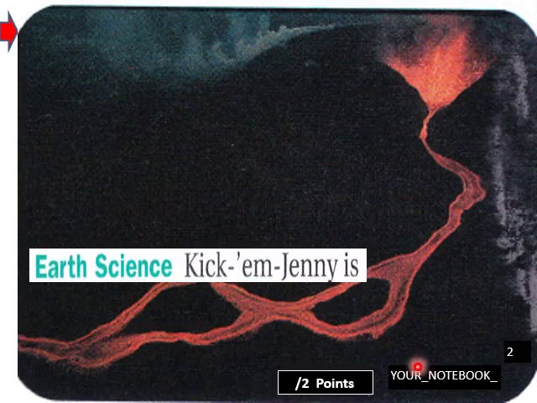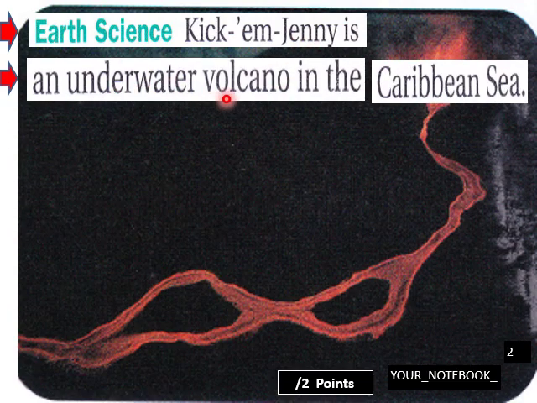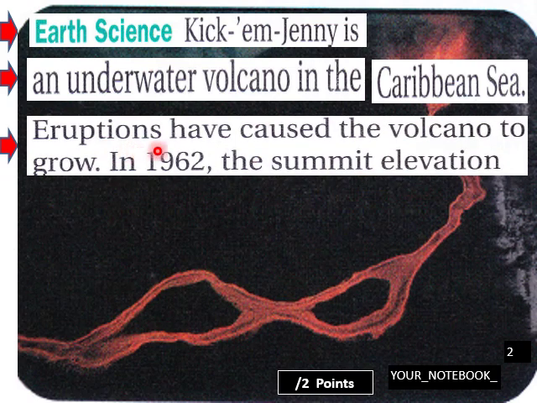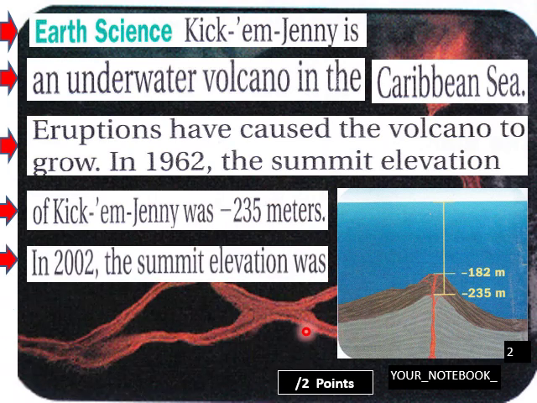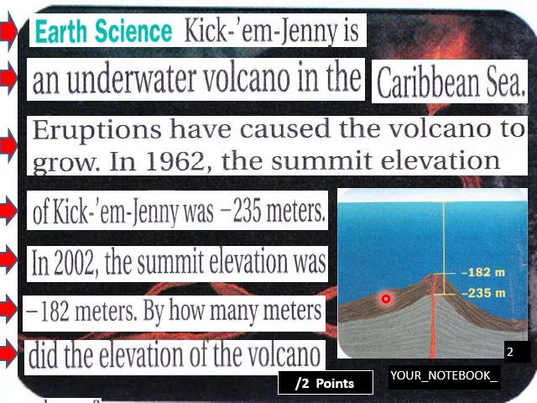Okay, so another notebook entry here. Earth science. Kick 'em Jenny is an underwater volcano in the Caribbean Sea. Eruptions have caused the volcano to grow. In 1962, the summit elevation of Kick 'em Jenny was negative 235. And then in 2002, the summit elevation was negative 182. So we went from negative 235 up to negative 182. So the mountain grew.